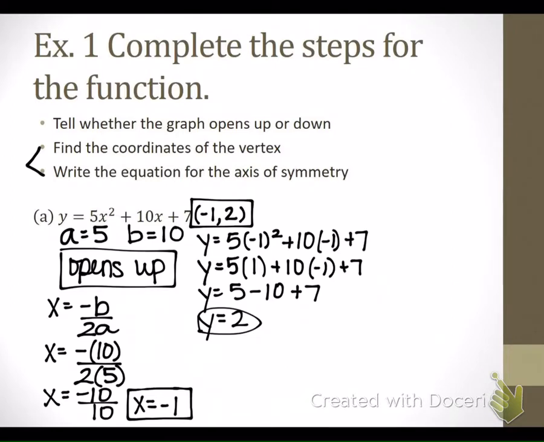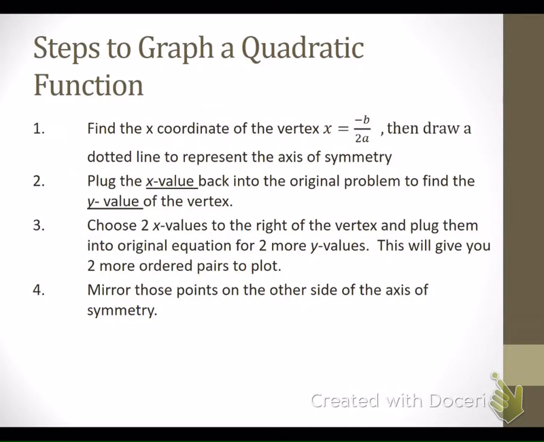All right. Now, let's look at the steps to graphing a quadratic function. Look at step 1 and 2. We've already done step 1 and 2. I've already taught you how to do it. You find the x coordinate of the vertex using x equals negative b over 2a. Then draw a dotted line to represent the axis of symmetry. Now, you're not going to see this on your flow chart, and the reason, like I said before, is the flow chart is going to teach you to find 7 ordered pairs.